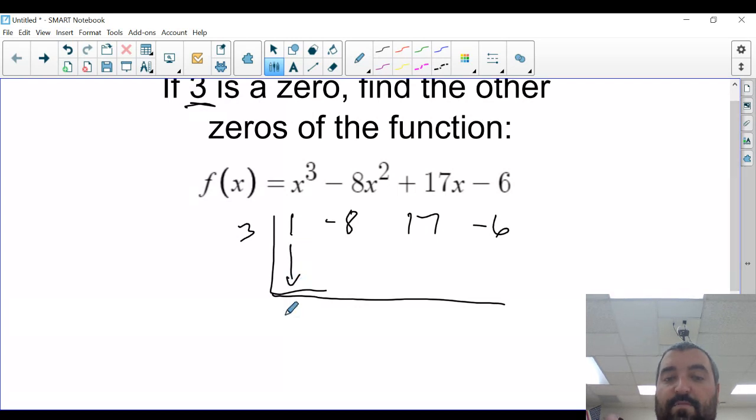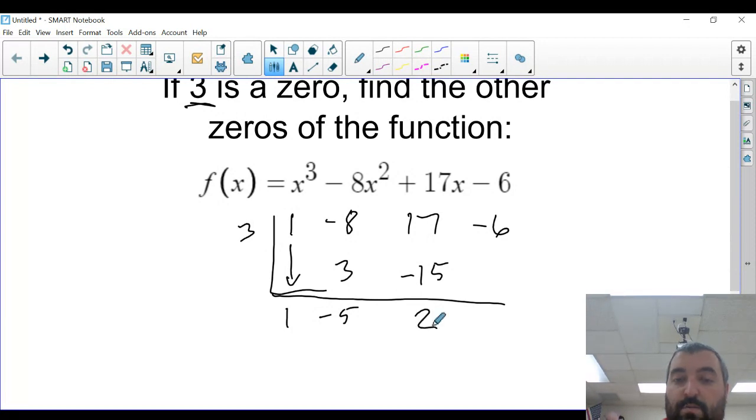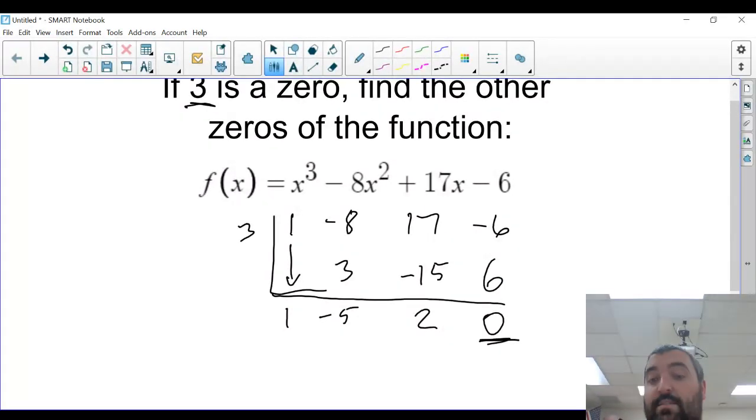So I bring down the first term, the 1, and I multiply. Add, so -8 plus 3 is -5. Multiply again, I get -15. Add, that's 2. And then 2 times 3 is 6. And we better get 0 as our remainder because we're told this is a zero.